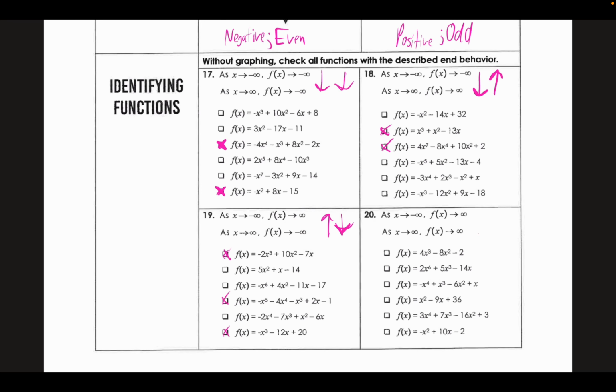On number 20, both y values go up forever for end behavior. And so we're looking for one that is an even degree with a leading coefficient that's positive. So that'd be the second option and the fourth option. And this fifth option.